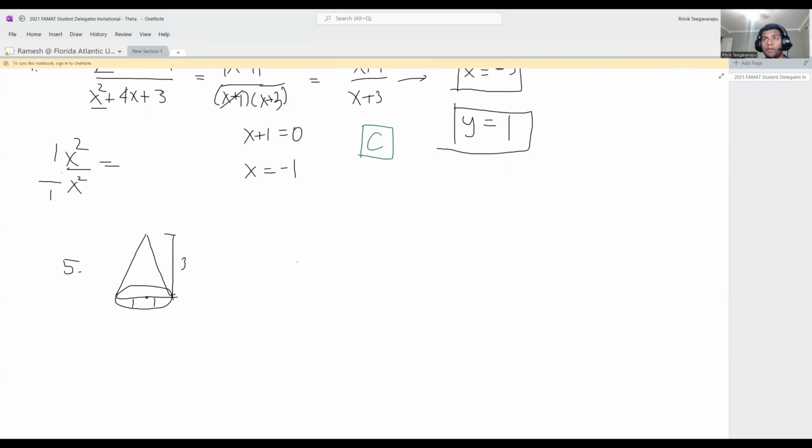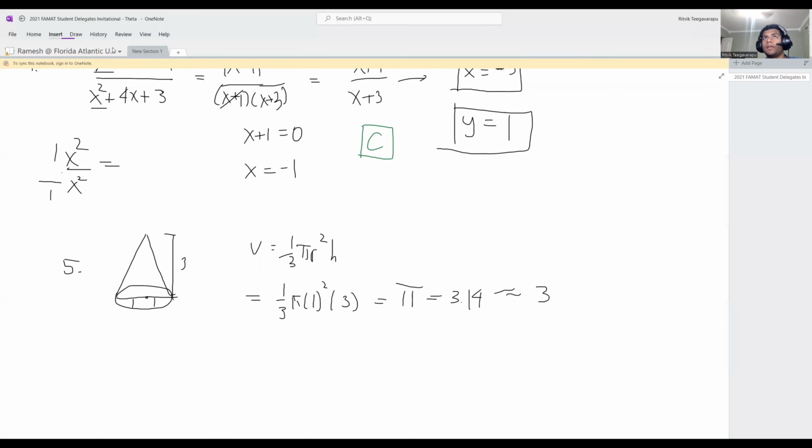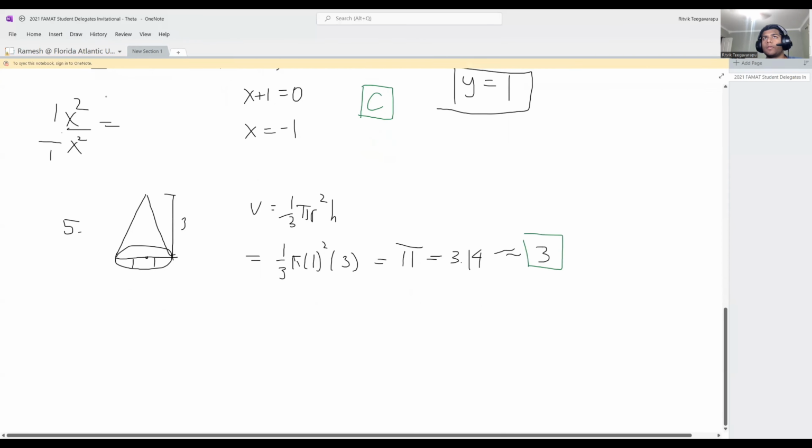We can directly calculate the volume. Recalling that the volume of a cone is 1/3 pi r squared h, we can then say that this is 1/3 pi times 1 squared times 3, which is simply just pi. Again, our approximation for pi is 3.14, and rounded to the nearest integer gives us roughly 3. Question 6.